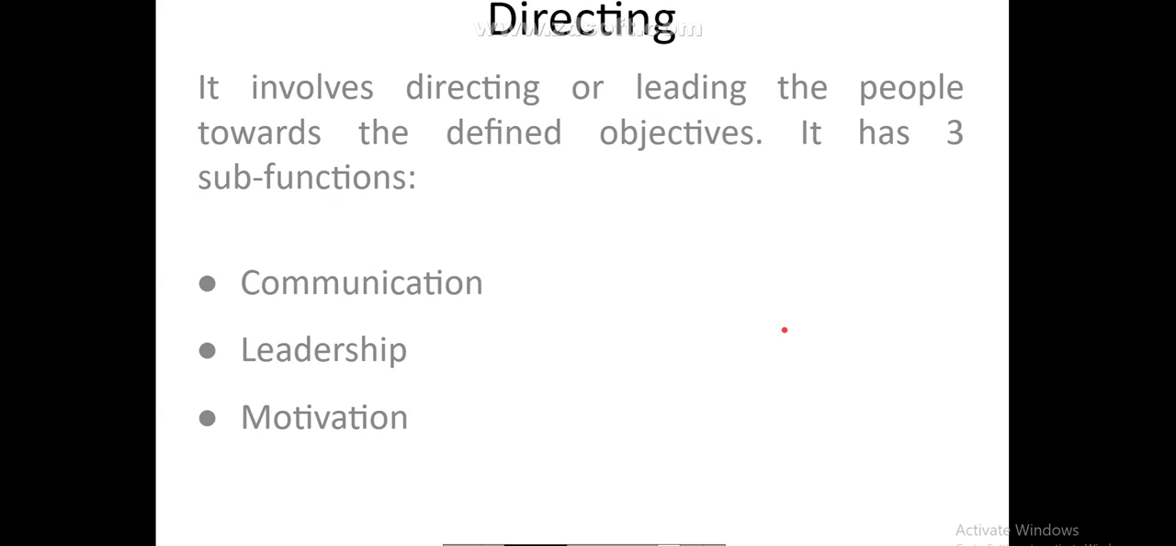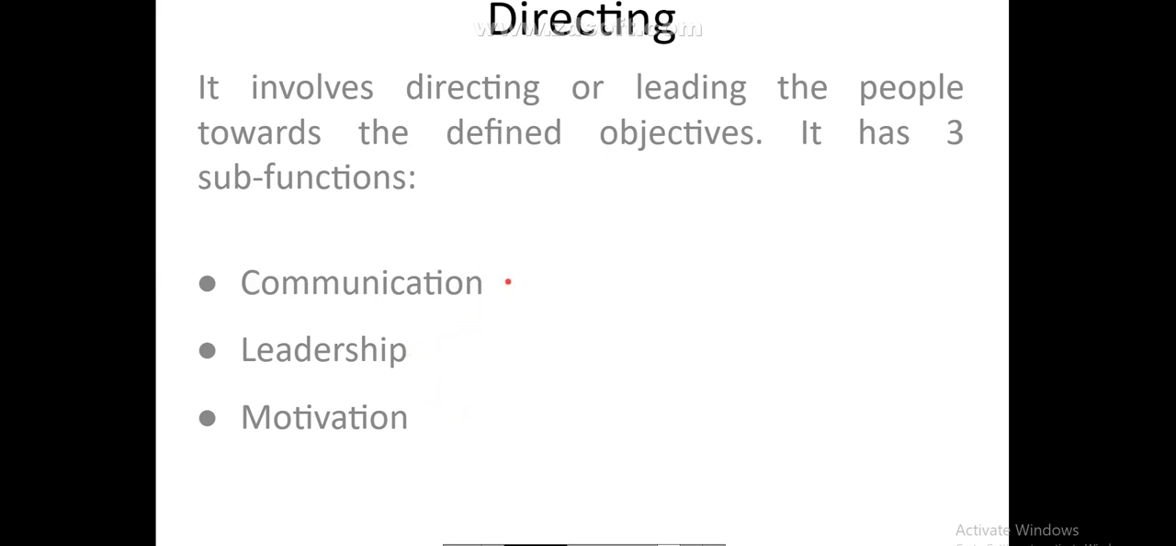Next is directing. So it involves directing or leading the people towards defined objectives. So what we did, we planned, right? We organized, we recruited people, we went for staffing, and after that we need some kind of directions so that people carry out the organization goals, right? So we need the directing component, and under that we have 3 sub functions that are performed by almost every level of manager, that is communication, leadership and motivation.